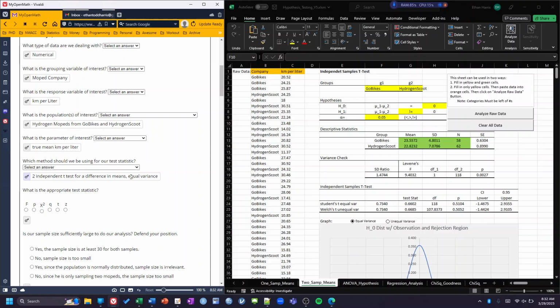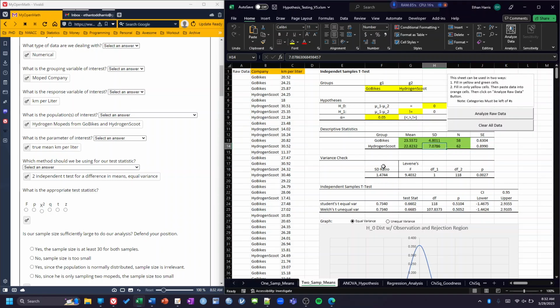Let's see how we can check that equal variance. The equal variance check is we need to look at our standard deviation ratio. On our table, it's right here, our standard deviation ratio. How we find this ratio is we take the biggest standard deviation, which happens to be from Hydrogen Scoot, and divide it by the smallest standard deviation. As long as this is under 2, we are good to go. So because we're under 2, we're good to go.